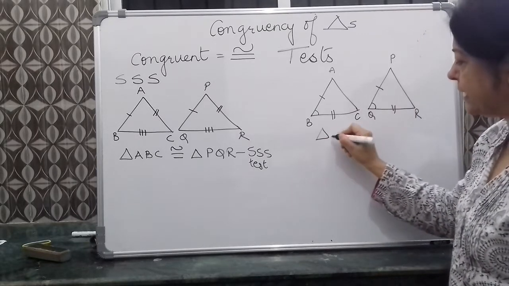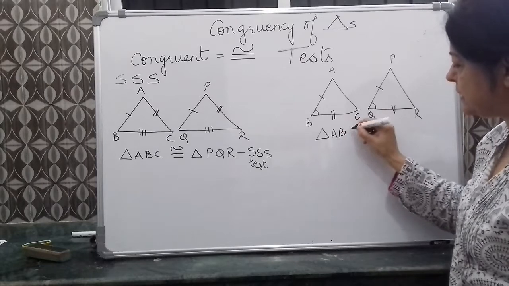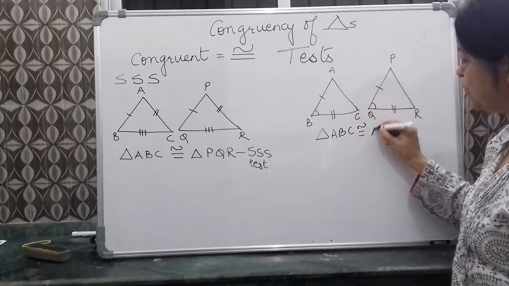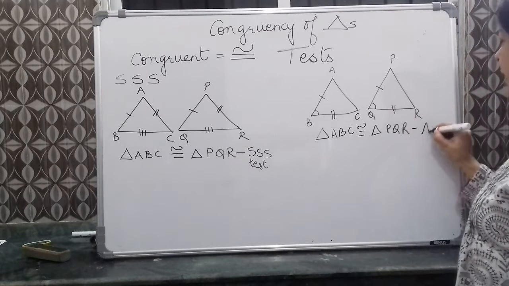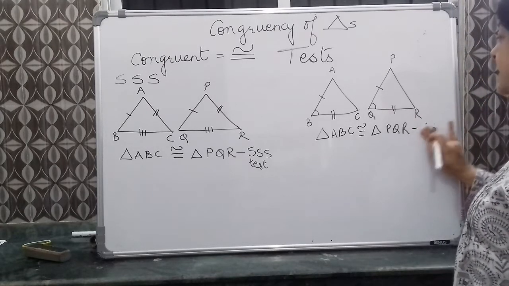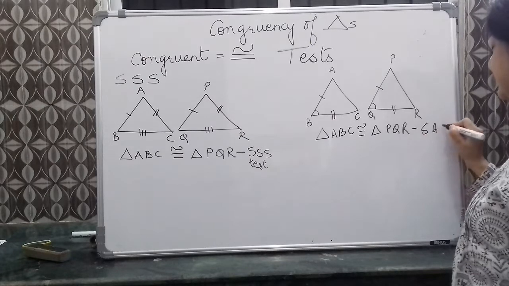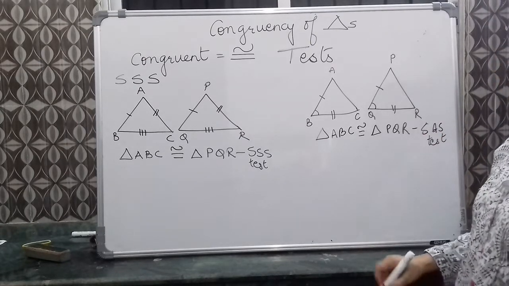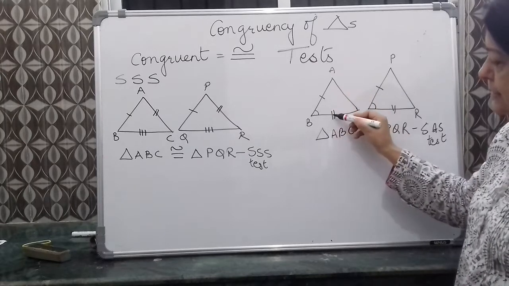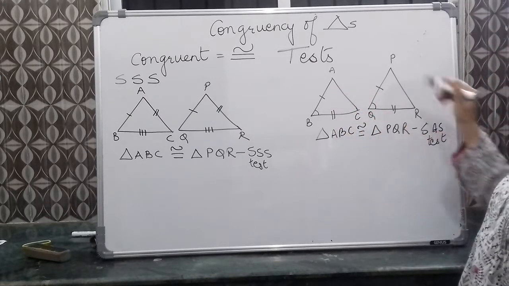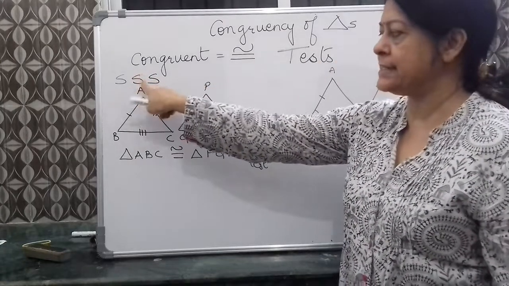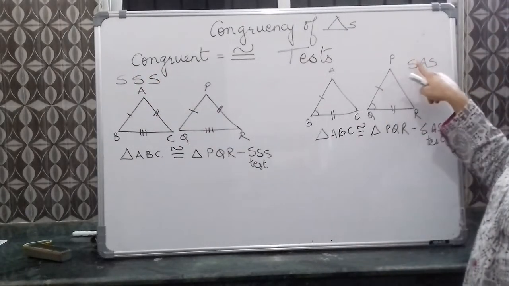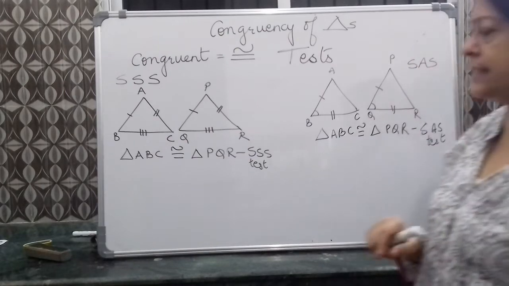So here I can write triangle ABC is congruent to triangle PQR by SAS test. Okay, SAS means side angle side. This was the SSS test, and now we are having the SAS test.